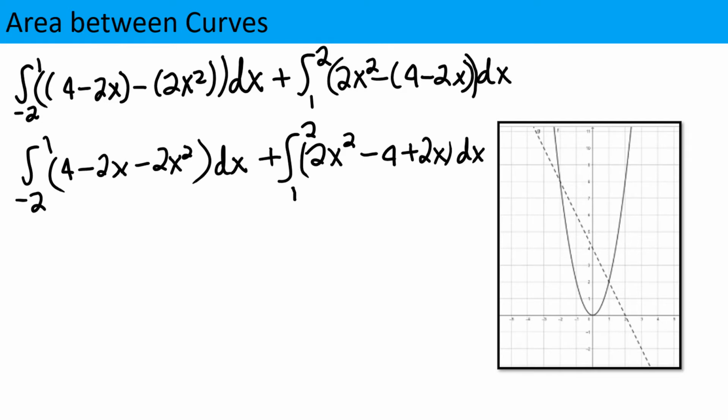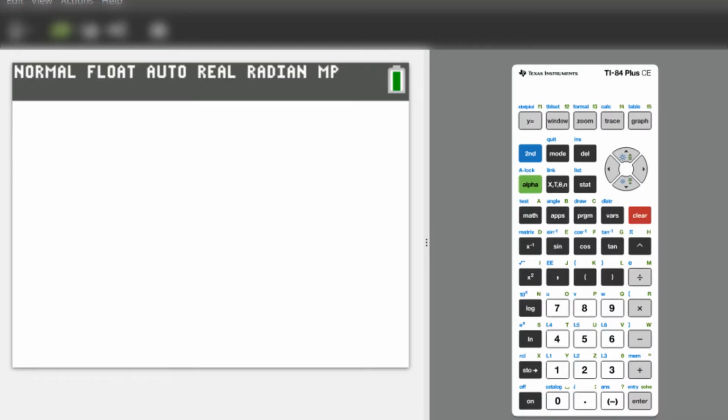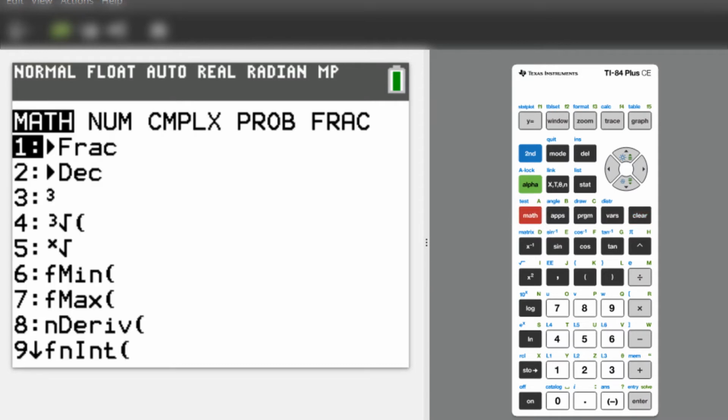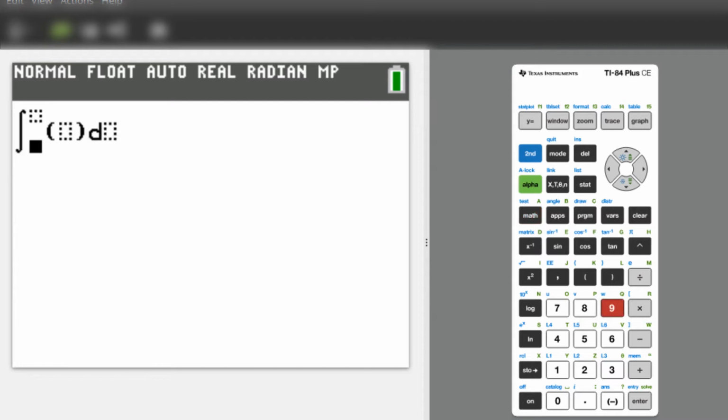Now at this point, let's use our TI-84 to compute these integrals. You are looking at the screen for TI-84. Let's do the first integral. You're going to hit Math, and then see where the 9 is? It has downward arrow fnInt open parentheses. We'll select that, and now we get on the screen what looks like an integral symbol. So for the lower limit, put in −2, and for the upper limit, we put in 1.